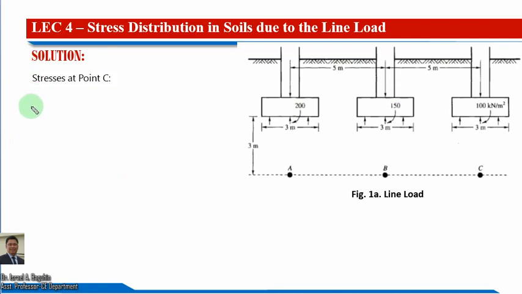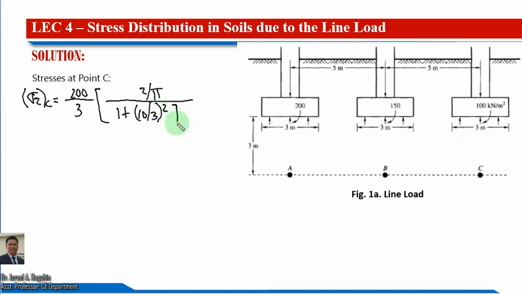So again, we are just going to distribute and apply the given values for the sigma z at point C. We are now here at this point C. So our q, considering this one, is 200 divided by Z is 3 times 2 over pi, and then 1 plus our x here, which is 5 and 5, so this is 10. 10 divided by 3 squared, raised to the power of 2, and then plus this one we have 150.